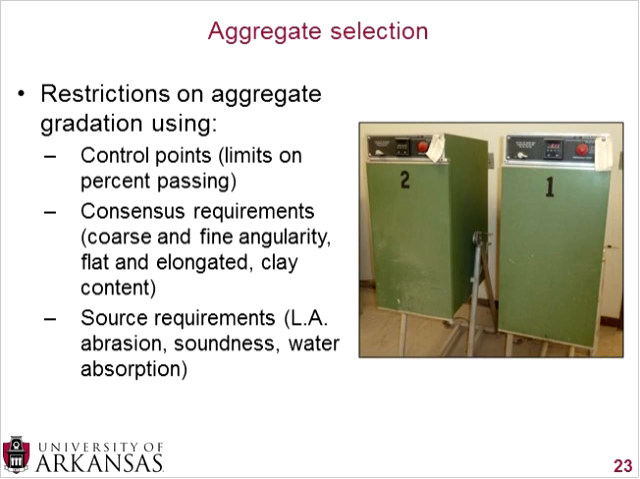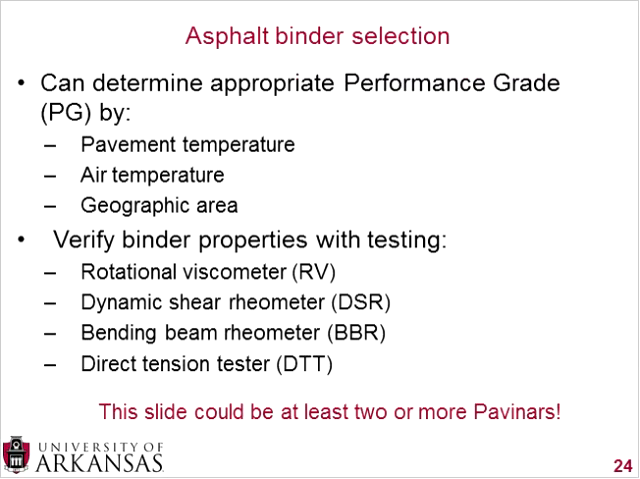So Superpave does have very specific requirements for your coarse and fine aggregate angularity, your flat and elongated percentages, and your clay content, your LA abrasion, soundness, and also your water absorption. So unlike Hveem and Marshall, Superpave has numbers that you need to meet for your aggregate. And the same with your asphalt binder selection.